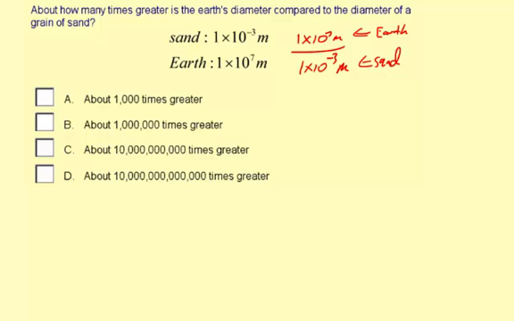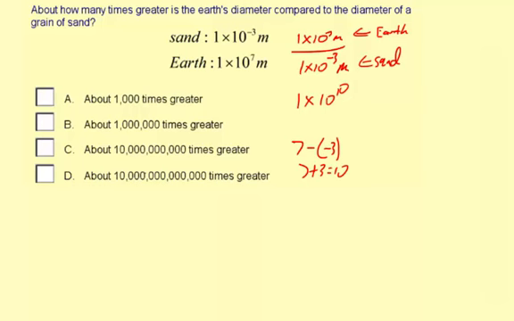Okay, now this is a simple division problem. When you're dividing scientific notation, you divide the numbers in front first. 1 divided by 1 is 1, and then it's going to be times 10 to some power. And it's 7 divided by negative 3. And when you're dividing powers, you subtract the exponents. So the exponent is going to be 7 minus negative 3, which is the same as 7 plus 3, which is 10.